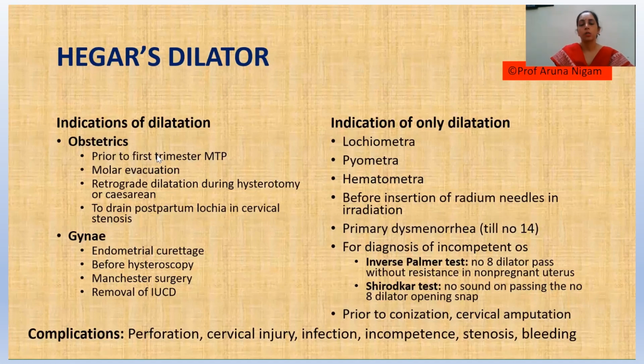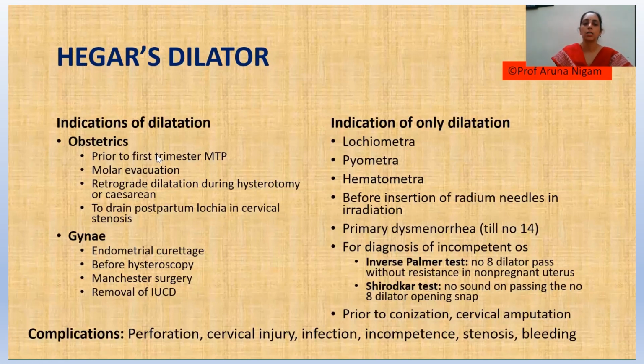So there are two tests, the inverse Palmer test and the Shirodkar test. In the inverse Palmer test, actually both the tests are almost the same. Whenever we pass a number 8 dilator, it passes without any resistance in a non-pregnant uterus. And routinely, when you pass the dilator through the internal os, there is an opening snap when you pass the number 8 dilator. But in a Shirodkar test, when you pass this number 8 dilator, there occurs no opening snap, so it is known as a Shirodkar test.